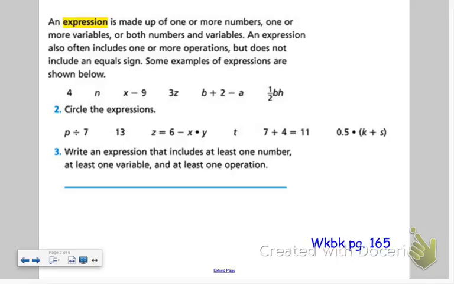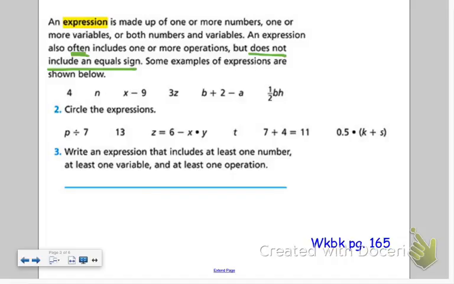Now, next let's talk about what an expression is. An expression is made up of one or more numbers, one or more variables, or maybe it has both numbers and variables. So as long as there's a number or a variable, it can be an expression. An expression often includes one or more operations. So the word often, I want you to notice that. It doesn't mean it has to have an operation sign, but it often does. One thing that an expression cannot have, it does not include an equal sign. That is so very important to remember.